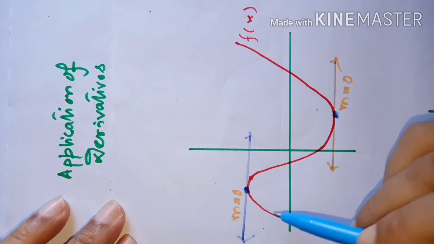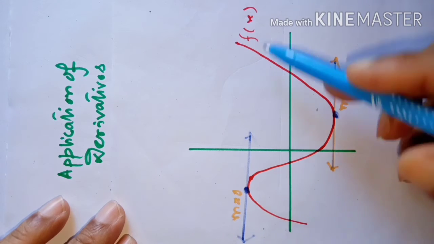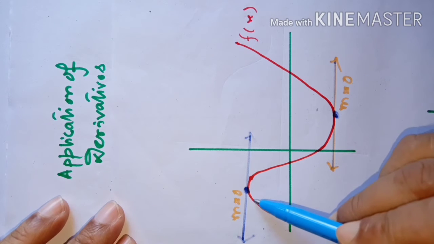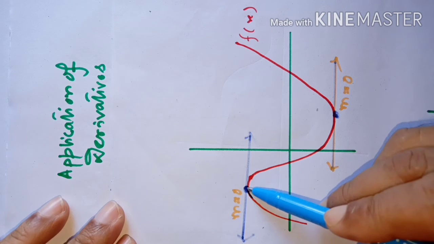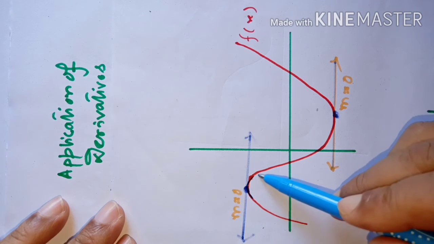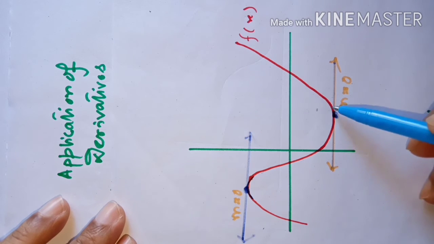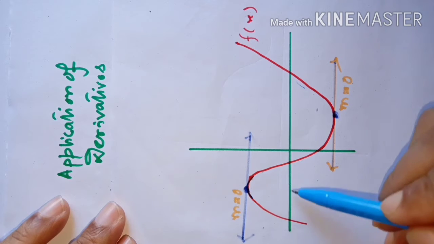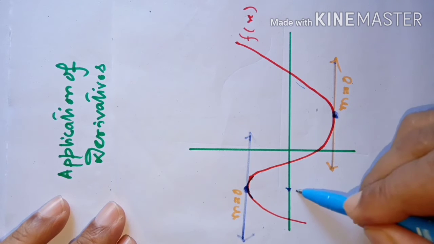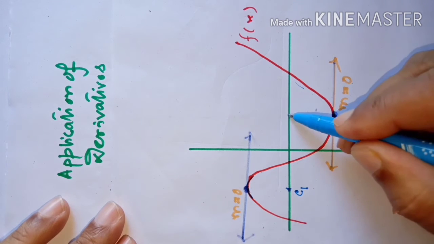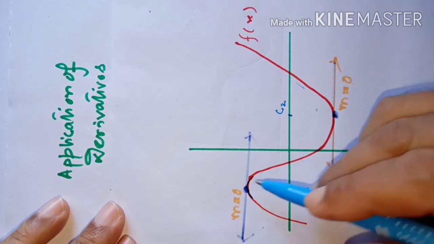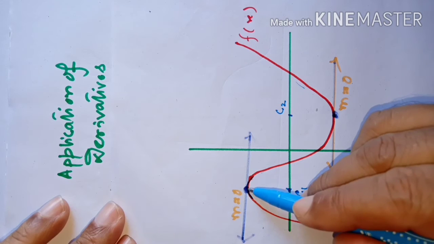Just look at this graph. Here the graph of the function f of x is turning like this. You see, as it reaches this point, after that it starts decreasing, and it keeps decreasing towards this point. But after this point, again it starts increasing. Say this point is C1 and this point is C2. At C1 it has turned from increasing to decreasing.